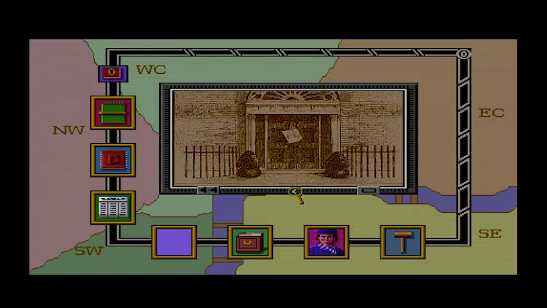Pity. It appears that no one is in. However, can you tell, Holmes? There is a sign on the door that says, "We are gone for the day." How terribly observant, Holmes. Elementary, my dear Watson.